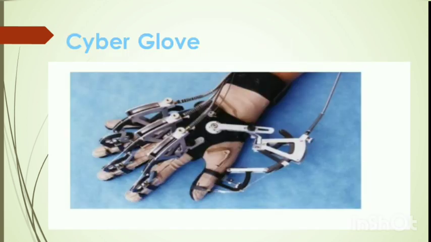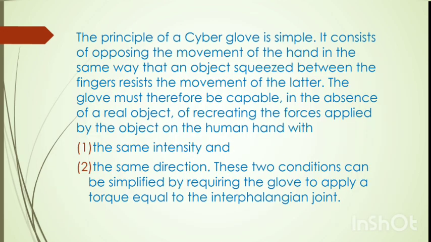This figure shows the device CyberGlove. There is a simple principle behind CyberGlove. It consists of opposing the movement of the hand in the same way that an object squeezed between the fingers resists movement of the latter. The glove must hence be capable, in the absence of a real object, of recreating the forces applied by the object on the same human hand with the same intensity and the same direction.